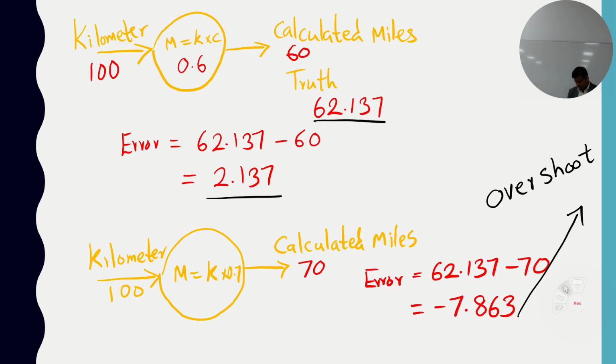So with respect to what we have seen so far, let's try to reduce the error. We know that it is an overshoot, which means we have to make sure it should be less than 0.7. So in this case we had 0.7. We know that it should be less than 0.7, but it should be more than 0.6. And let's try again.